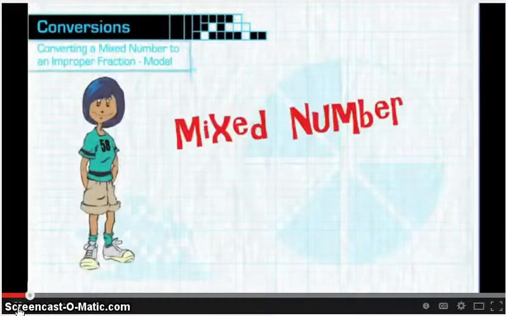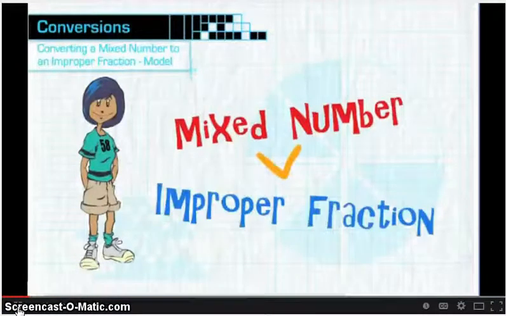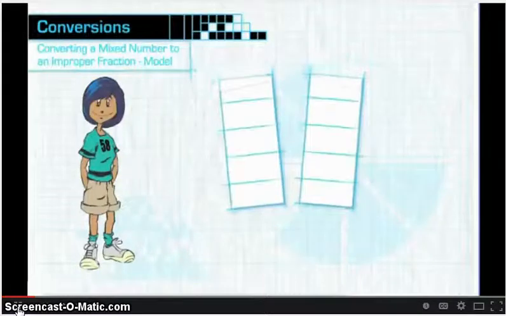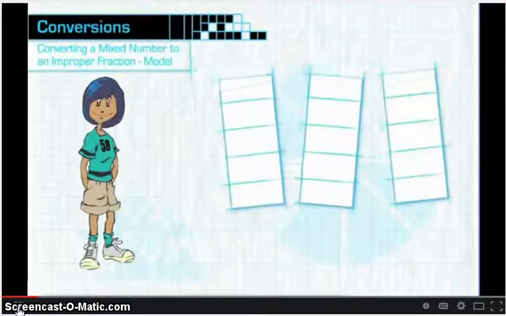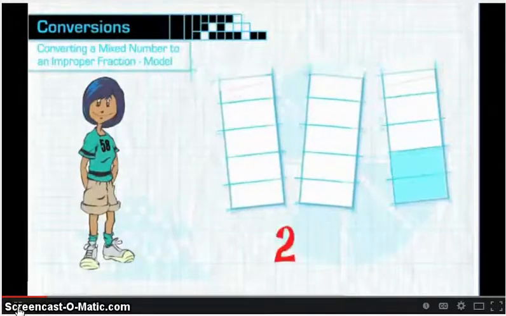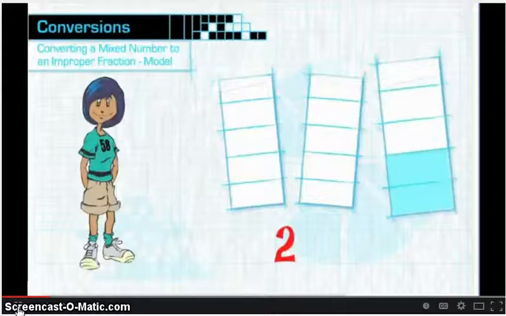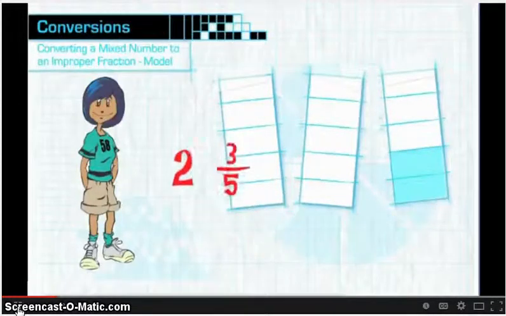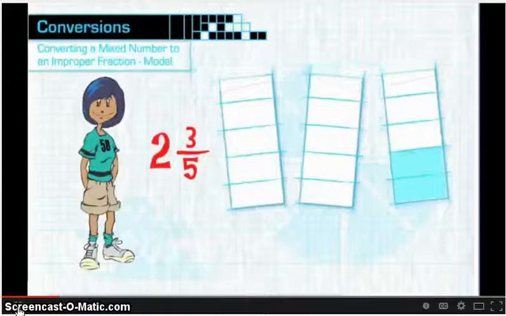We are going to convert a mixed number to an improper fraction equivalent using a model. We begin with 2 whole white bars, each divided by 5, and a third bar, also divided by 5, but only 3 of the 5 sections are white. The 2 whole bars represent the whole number 2. The 3 of the 5 sections that are white represent the fraction 3/5. Put them together, and you have the mixed number 2 3/5.